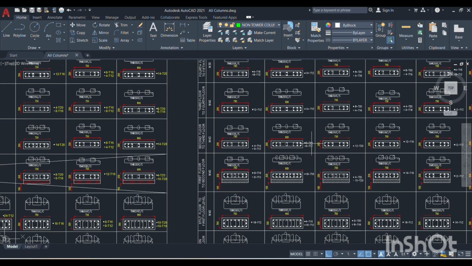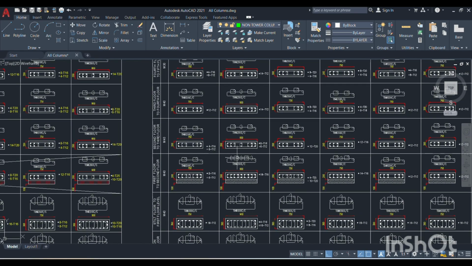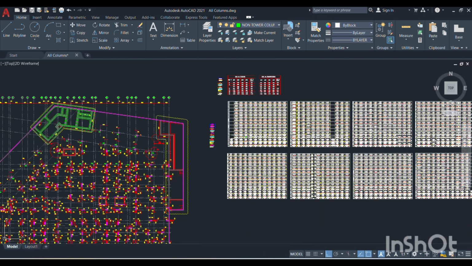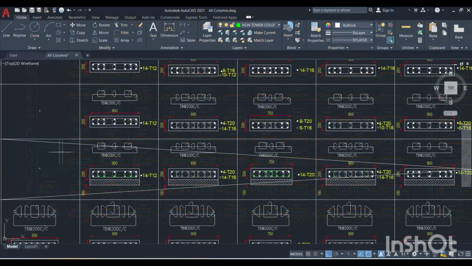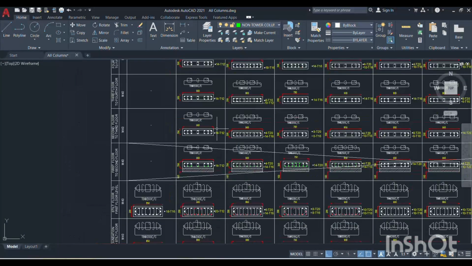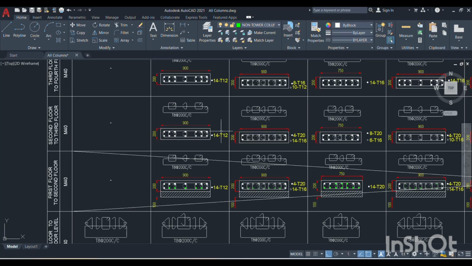Similarly, you have to continue for all the pages. You have to mark the level below and continue up to all 100 columns. You have to search and note down all the column numbers, and then go to the Excel sheet.